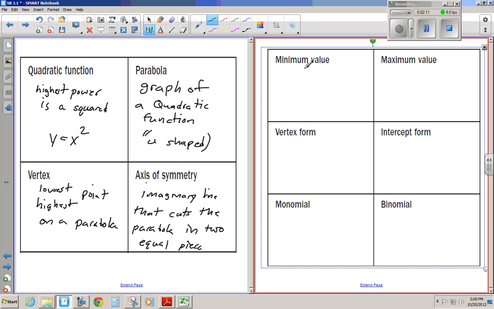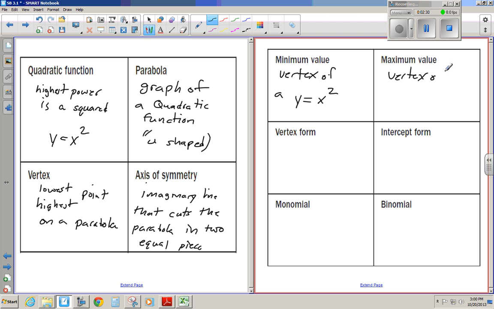All right, minimum value. That is the vertex of y equals x squared. A maximum value is the vertex of y equals negative x squared.